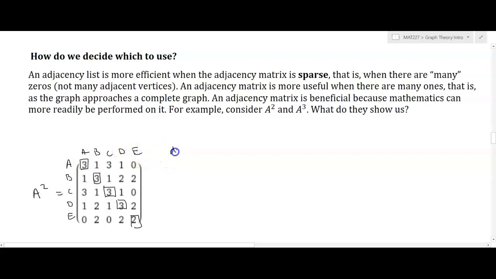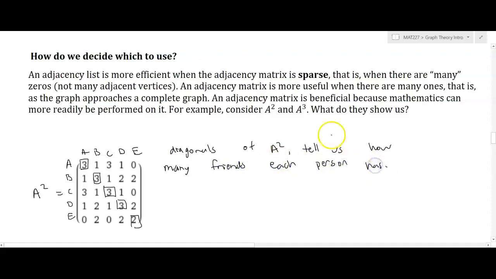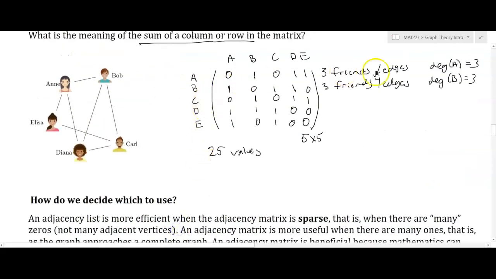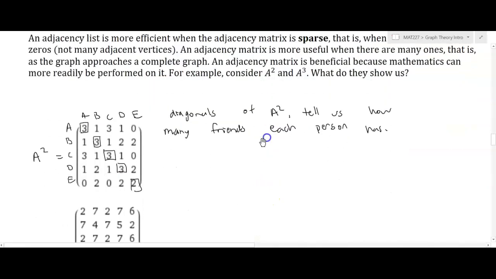So the diagonals of A squared tell us how many friends each person has. Which is kind of cool. That kind of gives us the sum of the rows as we were summing them up here manually. If you just compute A squared and look at the diagonals, you can see that. And again, you see the 3, 1, 3, 1, 0 is the first row, 3, 1, 3, 1, 0 is the first column as well, because we're assuming the friendships go both ways.